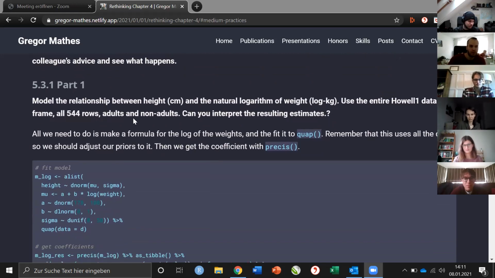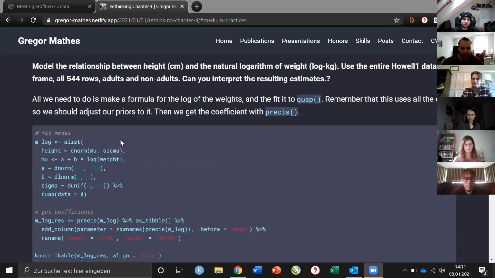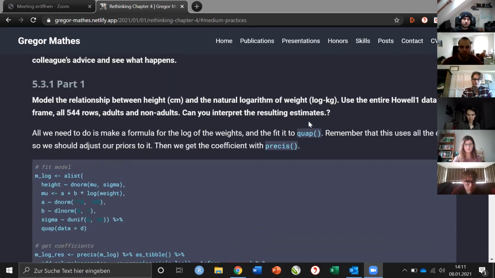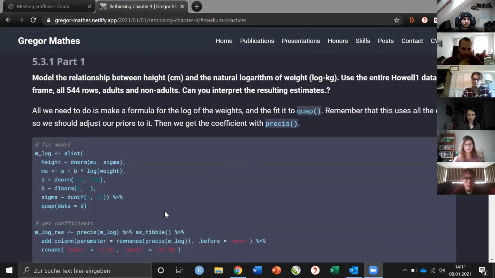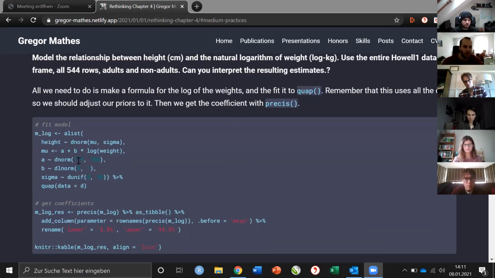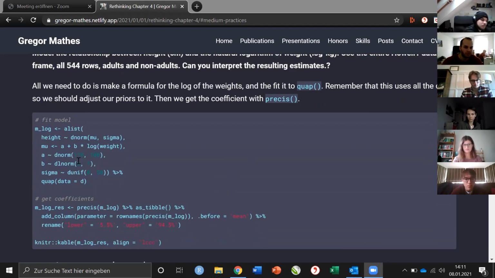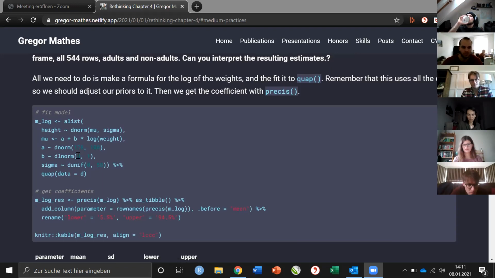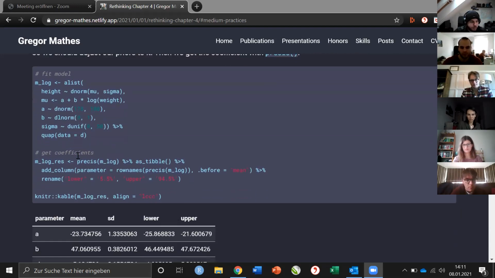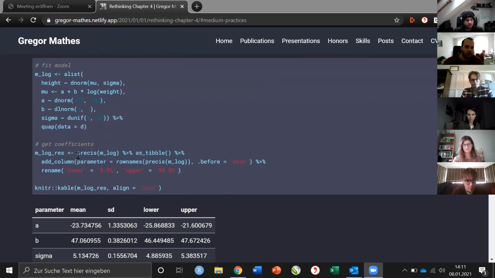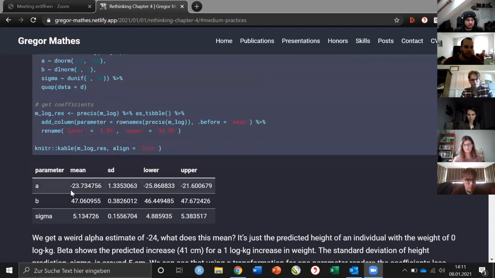In part one, model the relationship between height and the natural logarithm of weight. Use the entire Howell data frame, so adults and non-adults, and then interpret the estimates from the model. So what I've used is, I think, the priors from the chapter for the QUAP, for the quadratic approximation, and then just looking at the outcome.